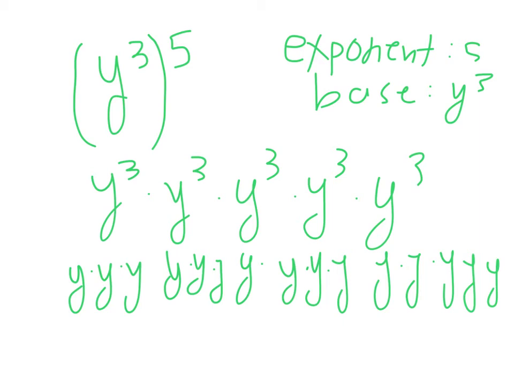Let's make sure I did that right. These 3 go here. Those 3 go there. Those 3 go there. These 3 go there. And these 3 go there. Okay, I did that right. So how many y's are there all together? y to the 15th. Now do you see a shortcut that will help you get the answer much faster than writing it all out? I hope you do.